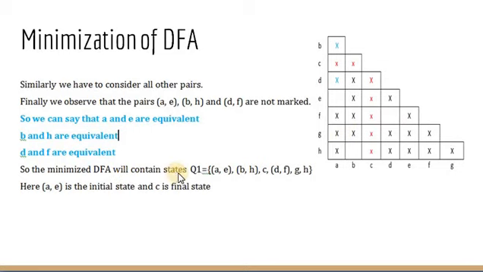So the minimized DFA will contain the states AE as one state, BH as one state, C as another state, DF as one state, and G as another state. So in total we have 1, 2, 3, 4, 5 states in the minimized DFA, and we can say that AE is the initial state of the minimized DFA because it contains A. A is the original initial state in the original diagram. And again, C is the final state in the minimized DFA because C is also the final state in the given DFA.